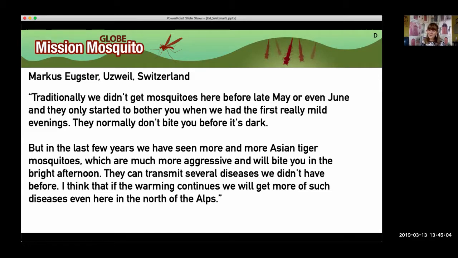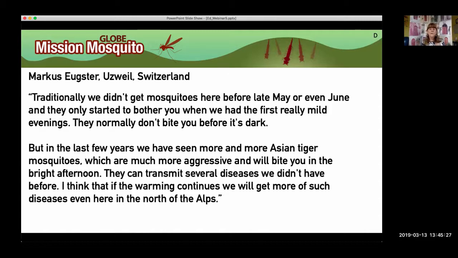So Marcus, who is with us right now from Uzwil, Switzerland, says that traditionally they don't get mosquitoes up there where he is until late May or even June. And they usually don't even bother you until you've had your first series of really mild evenings, and they normally don't bite before it's dark.